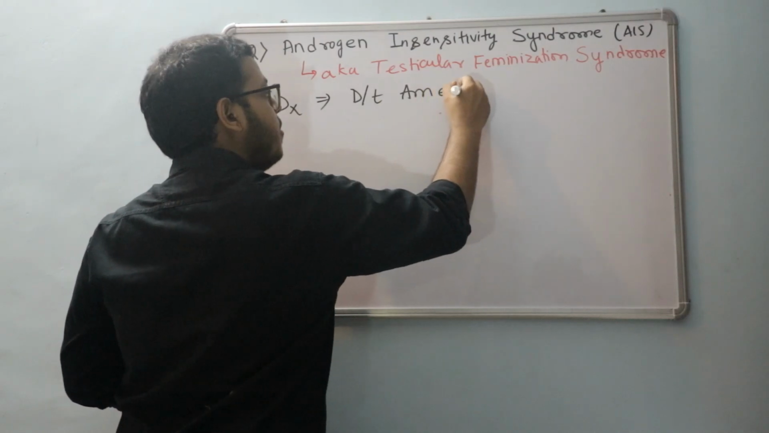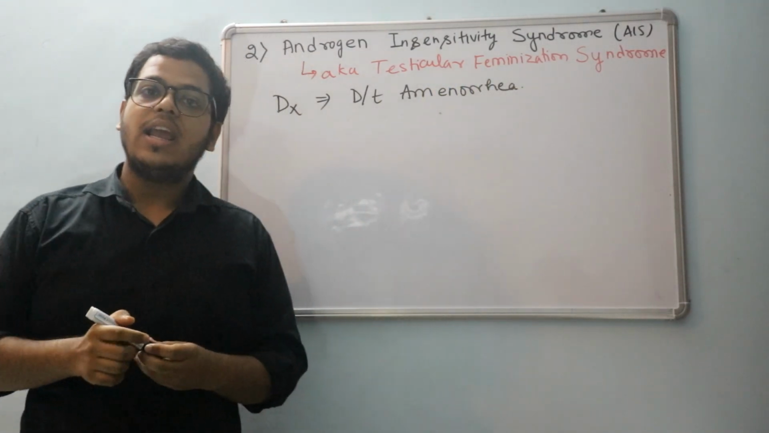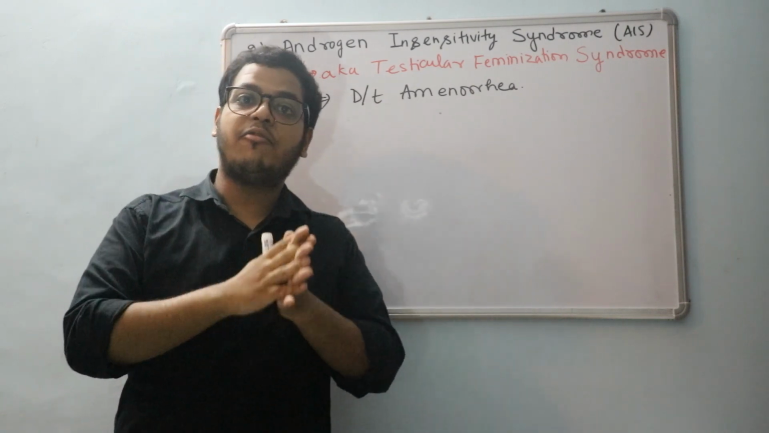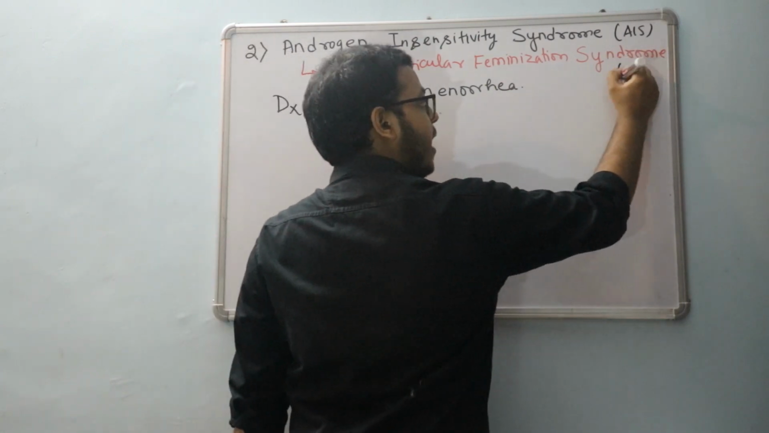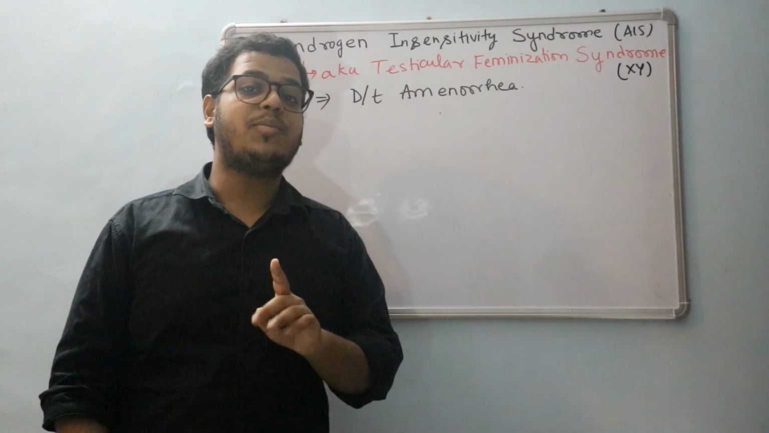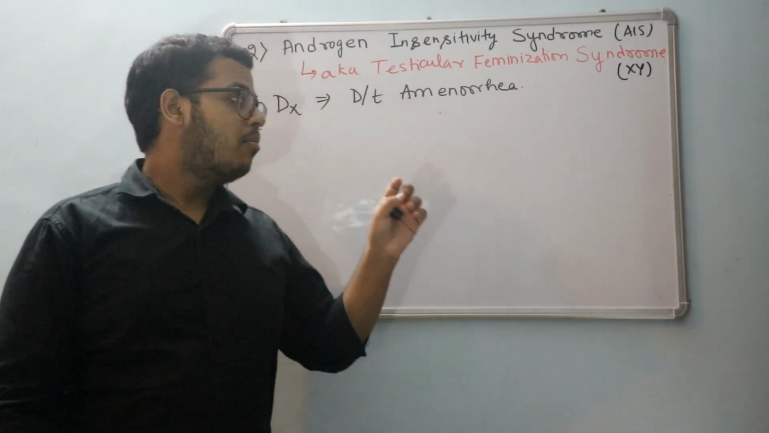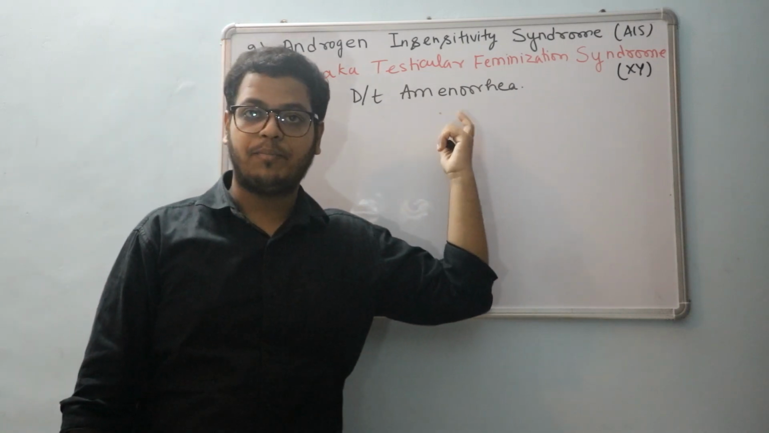Obviously it is a normal female child by birth. Since birth, the person will be treated as a normal female child, although the karyotype is XY only. This is XY DSD we are talking about. The karyotype is XY because there is testis also present. But the diagnosis will occur due to amenorrhea.